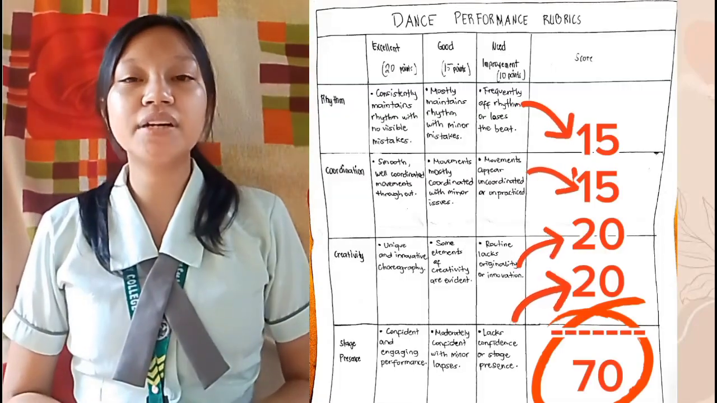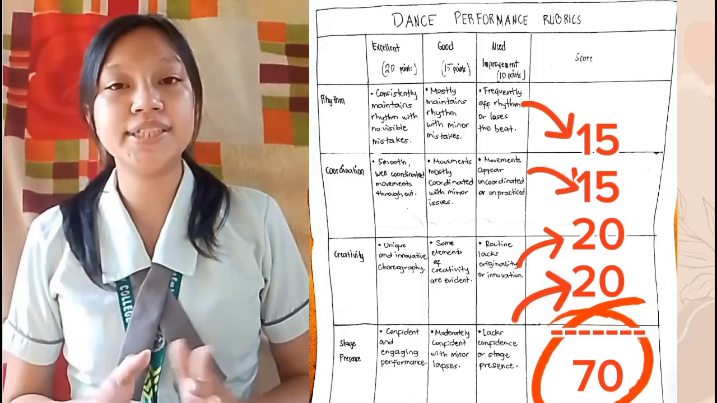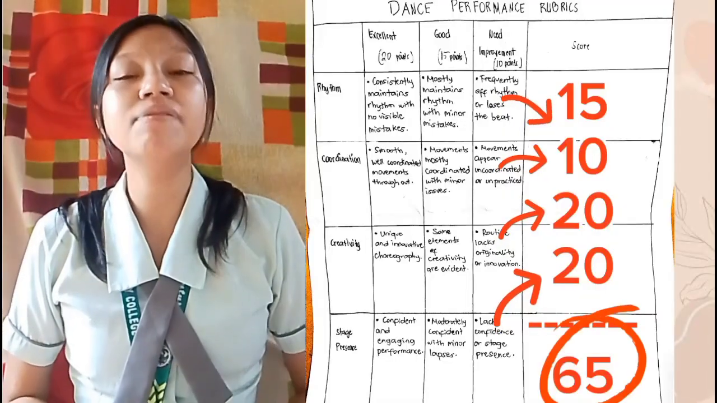Based on the scoring criteria, Teacher Howitt gave an overall total score of 70 points to Group 1, which falls under the proficiency level. Group 1 shows sufficient stage presence and creativity. However, they still need a bit of improvement in terms of staying in beat with the music and coordinating their movements. Group 2 received a score of 65.